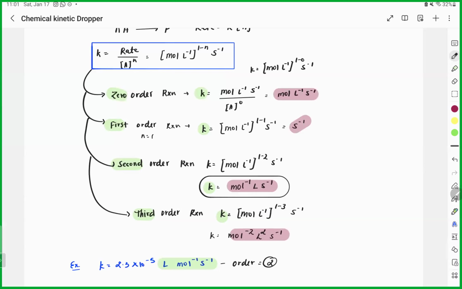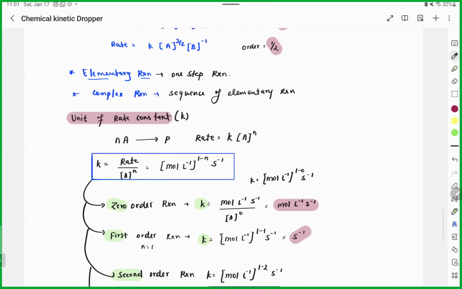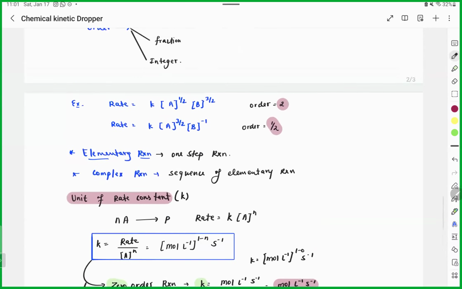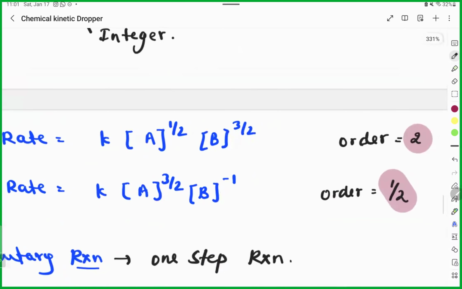is given in your question, you can't tell the order of the reaction based on the equation. You can't tell. But if the rate law expression is given, like this, you can tell. How? Example, in this, you have to add the powers. Here it is 1 by 2, here it is 3 by 2. So 1 by 2 is half, 3 by 2 is 1 and a half. 1 and a half plus half is 2. That is what you were asking, Pratigya.